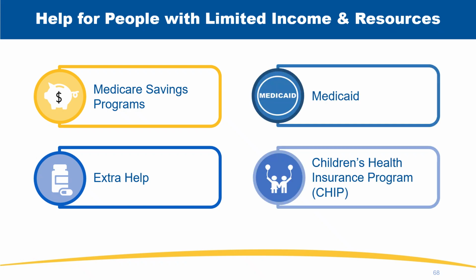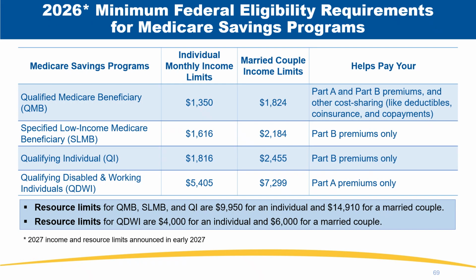So, help for people with limited income and resources. We will get into each of the topics listed here, starting with the Medicare Savings Programs. The Medicare Savings Programs include the Qualified Medicare Beneficiary Program, which pays Part A and Part B premiums and other cost sharing like deductibles, coinsurance, and copayments. These are the limits in which you must qualify in order to receive the service.